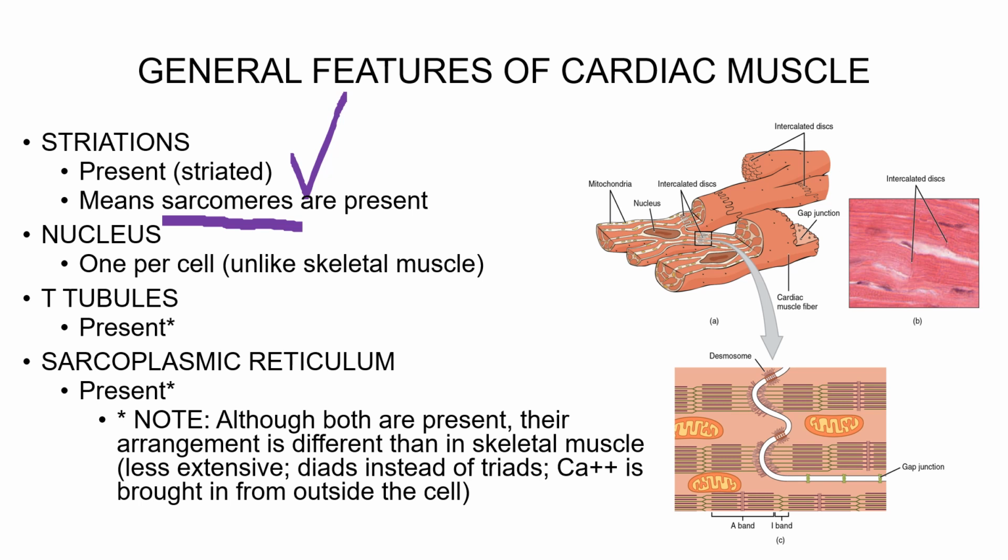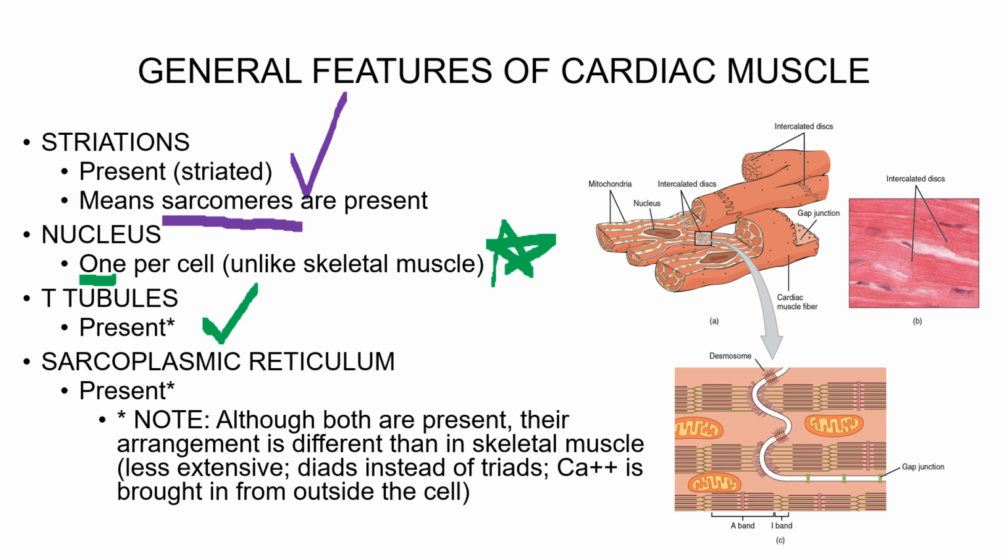Now, a big difference between skeletal and cardiac is that cardiac muscle only has one nucleus per cell. So this is what we call uninucleated. And that's typical of every cell in the body, right? Skeletal muscle is really weird being multinucleated. The T-tubules are the exact same. We need to be able to get that message quickly throughout the heart. So we do have T-tubules.